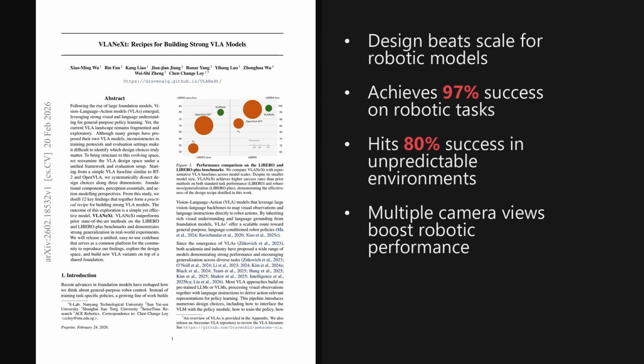Wrapping up, the big takeaway here is that we can stop assuming bigger is always better for robotics. By refining how models perceive and act, using things like flow matching and multi-view inputs, VLANeXt outperforms giants with a fraction of the parameters. This recipe offers a reproducible path forward for the whole field.